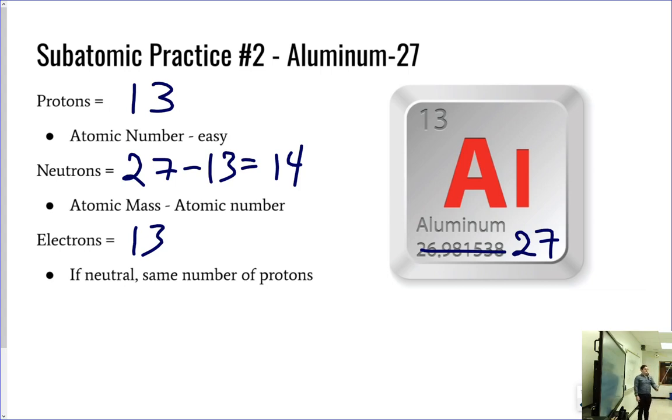Good word. How do you know if it's neutral or not? Right now we're calling all of these neutral. I haven't said anything like aluminum with a +3 charge. We haven't said anything about ions yet. We haven't said anything about charges. But right now we're calling all of them neutral. Good questions though. We good here?